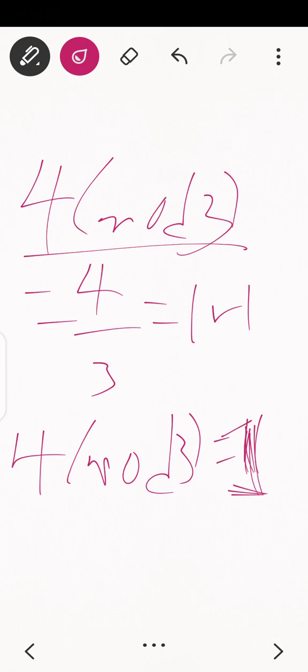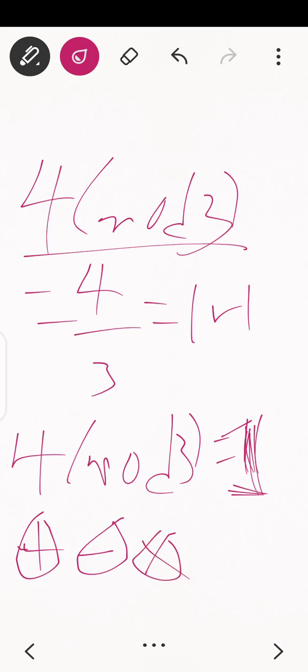So take note, in modulus, your plus sign will not be represented by an ordinary plus. You have to circle it to show that it is modulus. Minus is circled to show that it is modulus. Then multiplication is circled to show that it is modulus. Then division is circled to show that it is modulus. So take note of that.